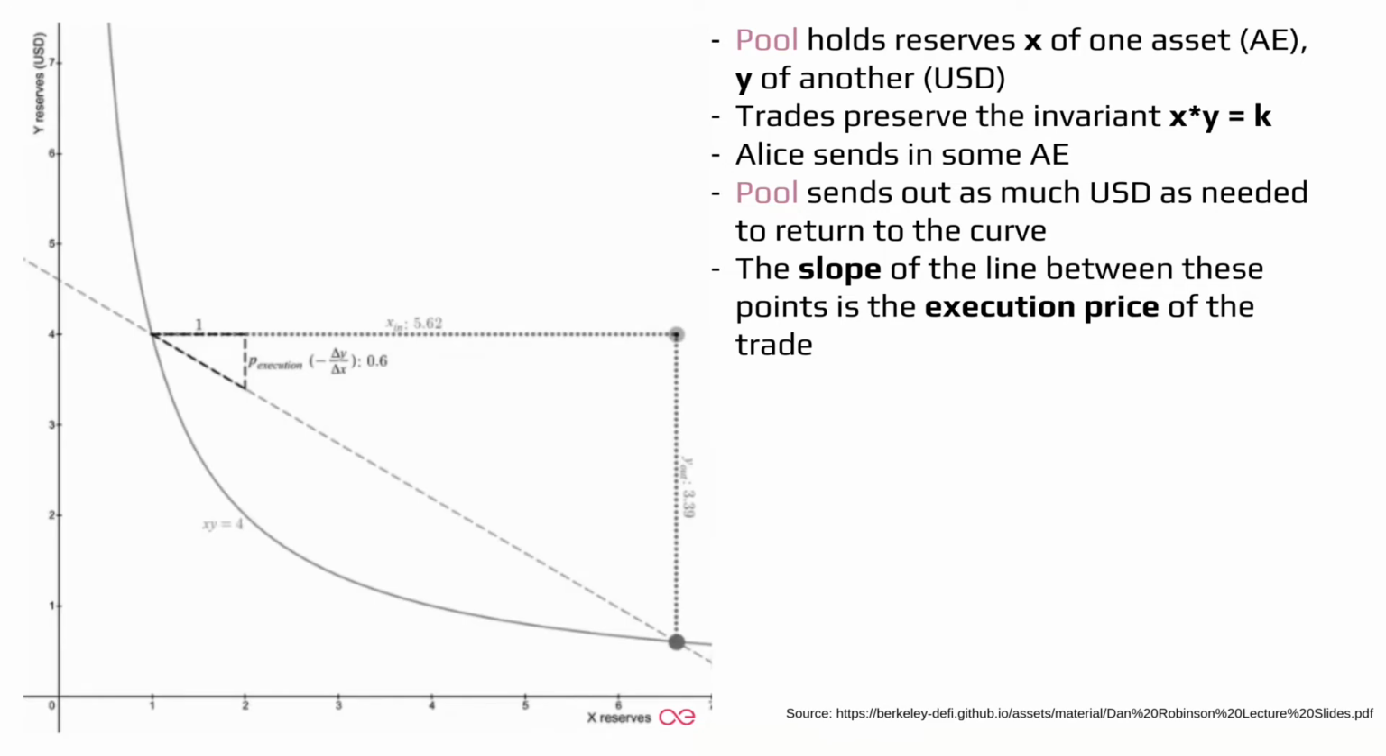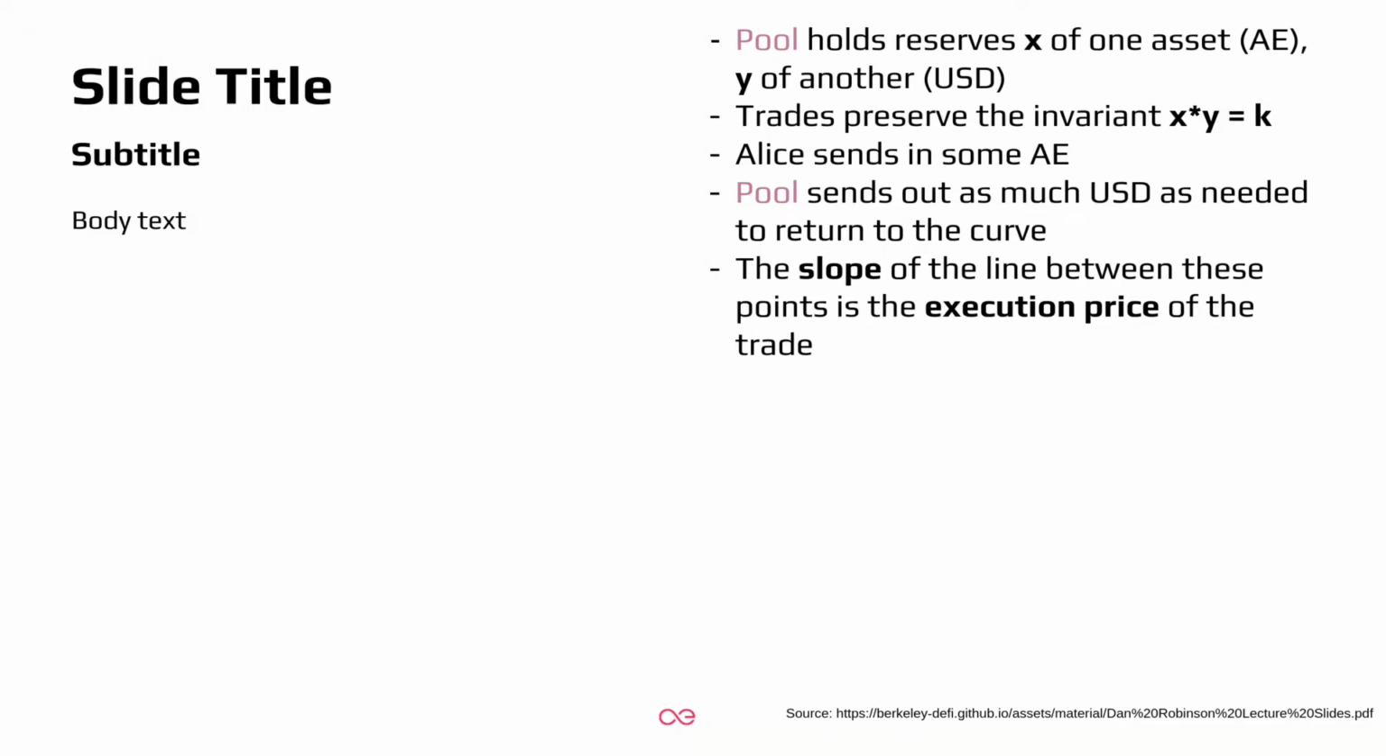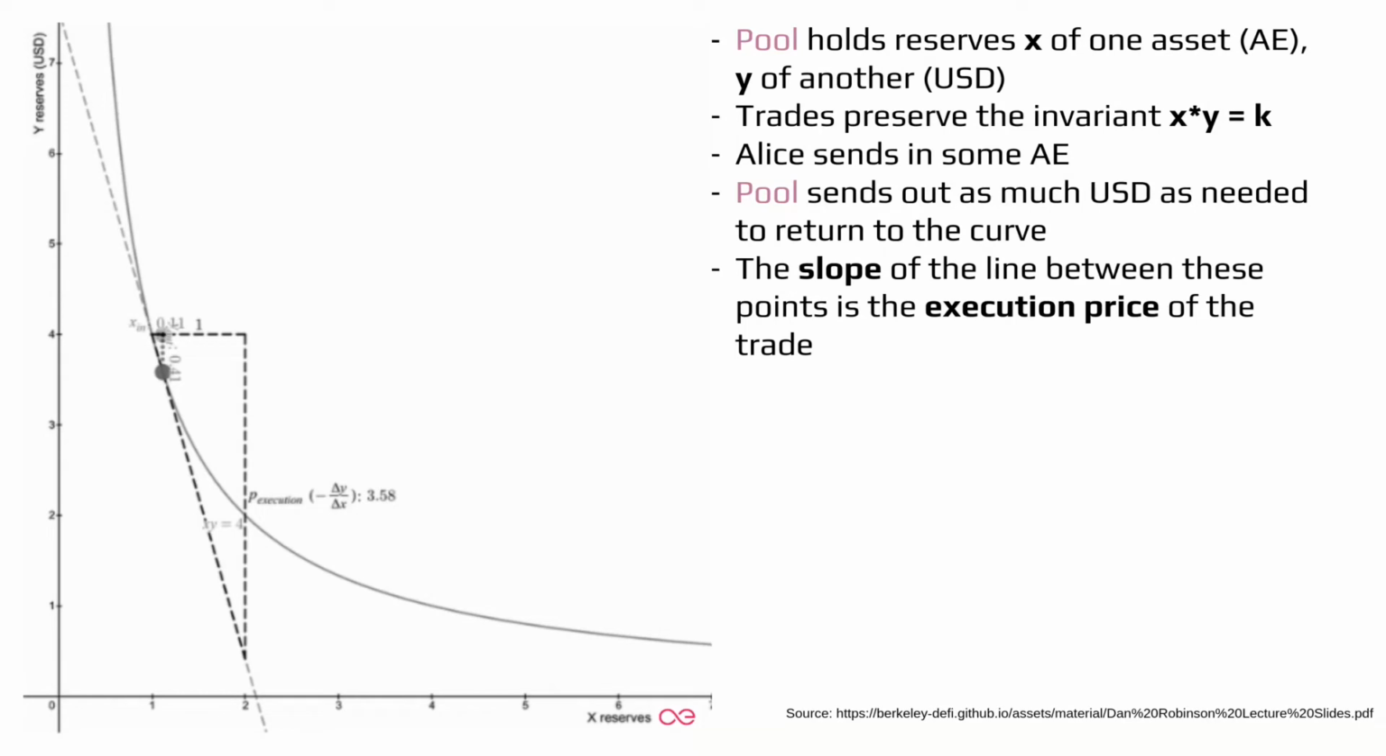We can obviously toy with it a bit, so if we put in a bit more AE tokens, we would get a bit more US dollars back, or if we put in a bit less, so for example here we put in 0.1 AE tokens, we would get 0.41 tokens back, and you can play with this, but this is the image that you should remember, because this is the most common case.